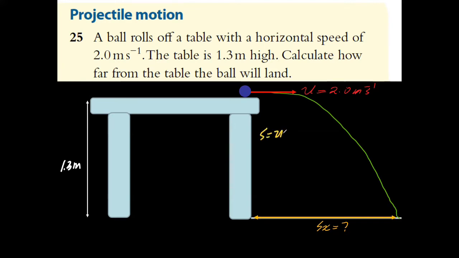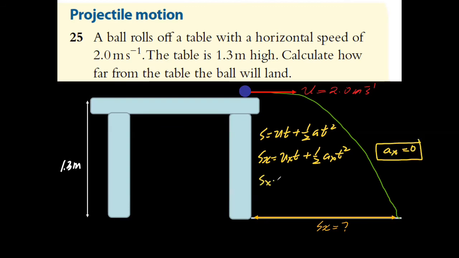S equals ut plus 1 over 2 at squared. Write it down for the x component: Sx equals uxt plus 1 over 2 axt squared. The acceleration in the x component is 0, which gives us Sx equals uxt. We don't know t, so we need to find it, and t is normally determined by the y component. We write the y component now.